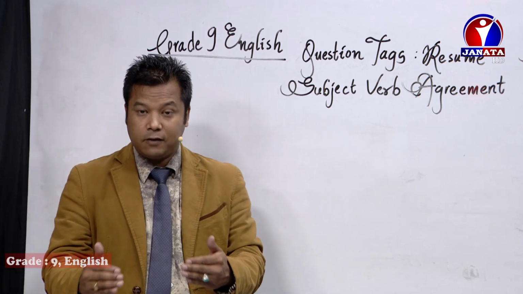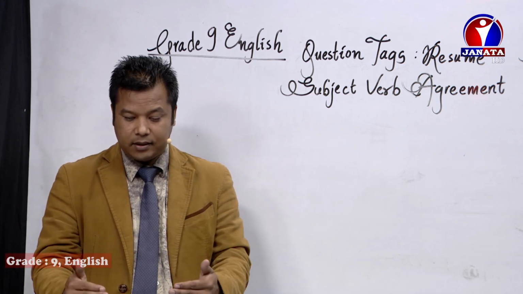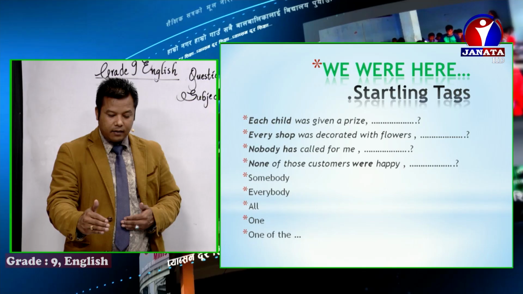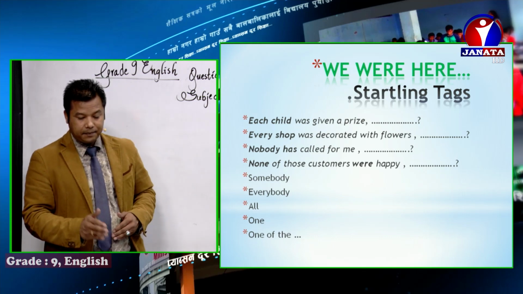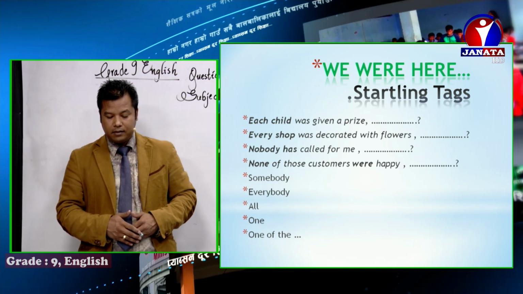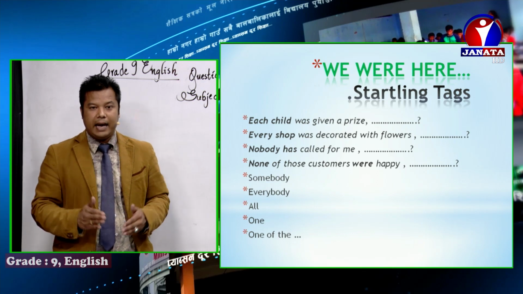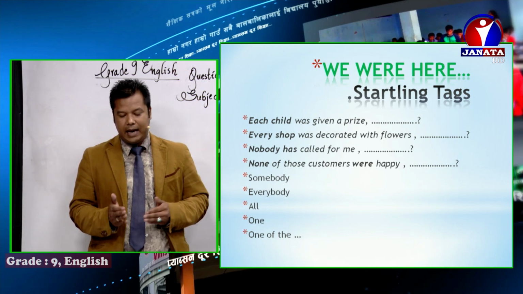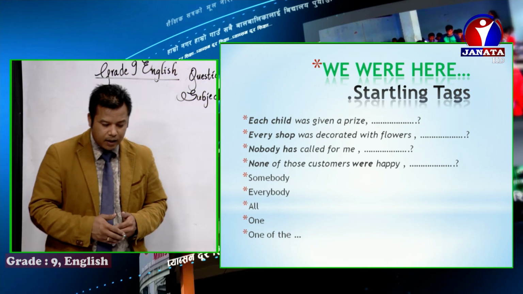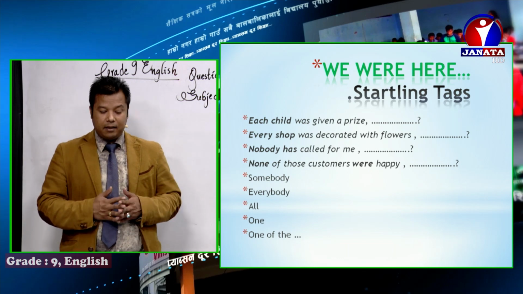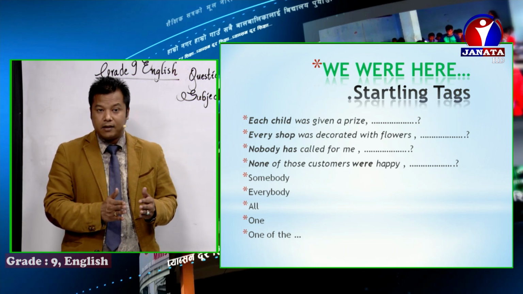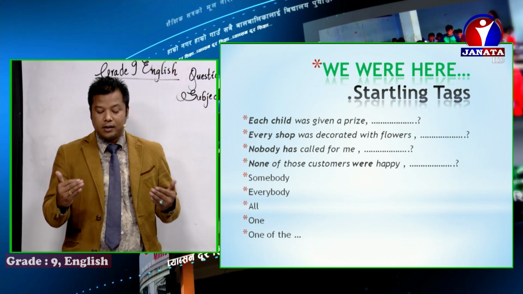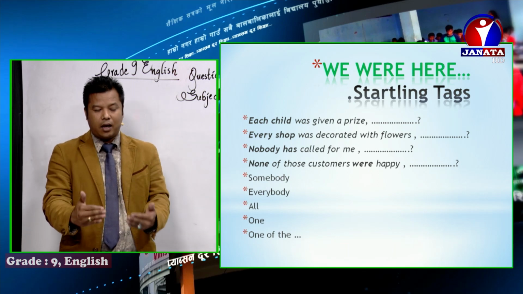Today, let's focus on the screen. We were here last time, and on your screen, you can read the startling tags. Now, why these startling tags? Let's understand. Starting with the first example, each child was given a prize. Now, what is the complication here? What is so startling here?